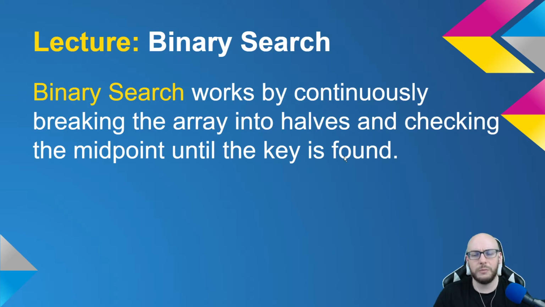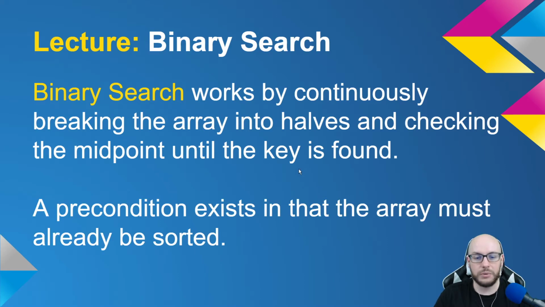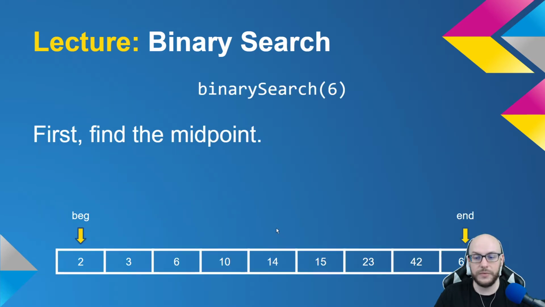Binary search works by continuously breaking the array into halves and checking a midpoint until the key is found. A precondition exists that the array must already be sorted, right? So that is the big thing about binary search. Your stuff has to be in order, but if it is, we can find it super fast, okay? So let's consider an array of integers. I'm going to break this array in half.